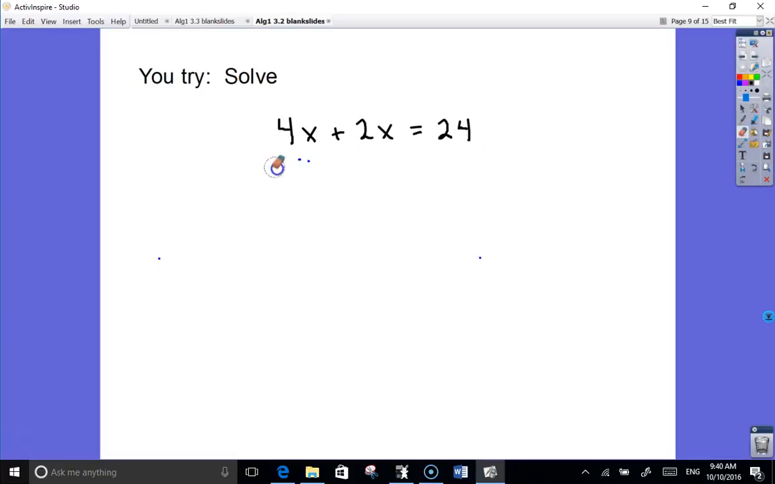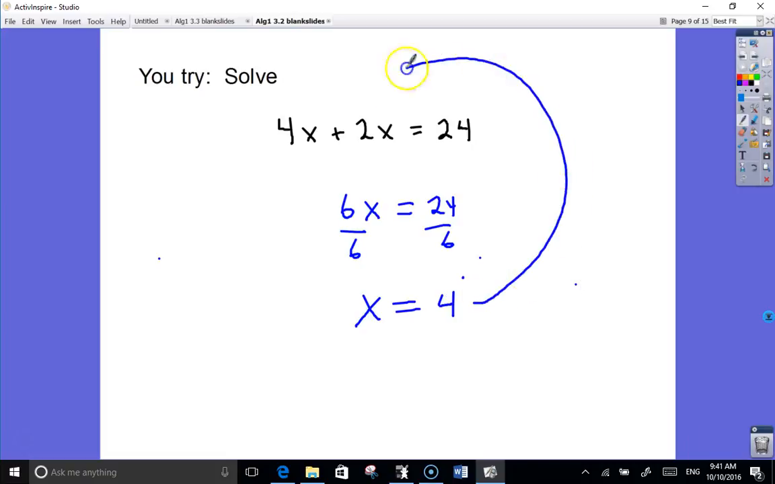So what was the right thing to do? How do you add 4x plus 2x? You add the coefficients, right? That's the name for it. The number in front of the variable. Add the coefficients, which is 6x. And then you divide. x equals 4. How could you check to see if that was the right answer?